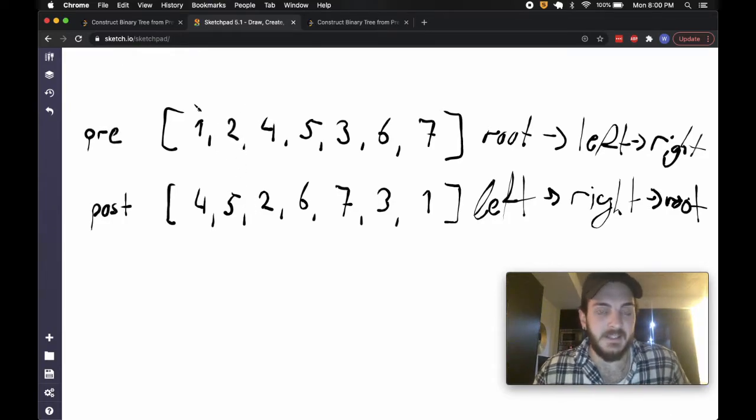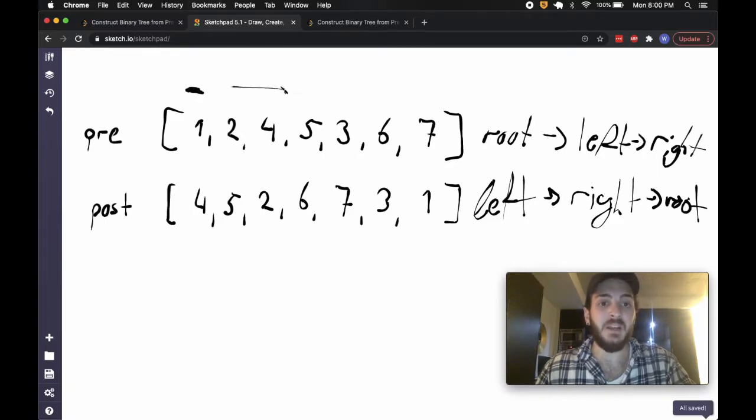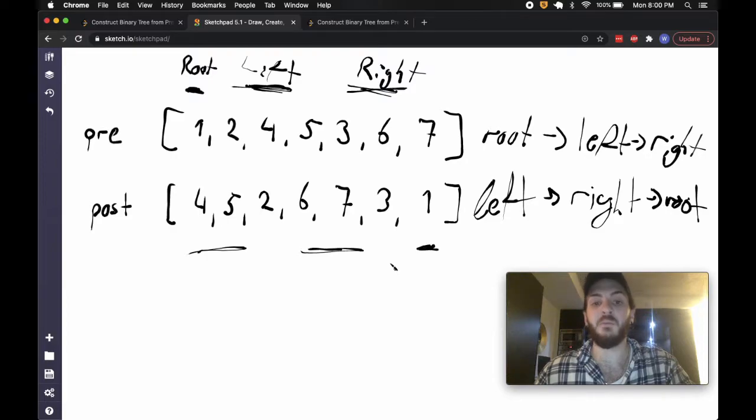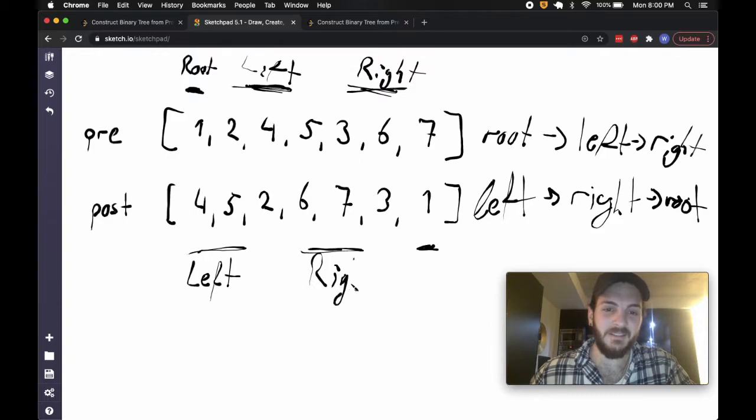What that tells us is this: relatively speaking, our root's going to sit right here for pre, then we're going to have some length of a left subtree, and we're going to have some length of a right subtree. At present, I don't know what those lengths are, so I've arbitrarily drawn a few lines here, right? And here we'd have left, we'd have right, and then we'd have root. Left, right, and root.